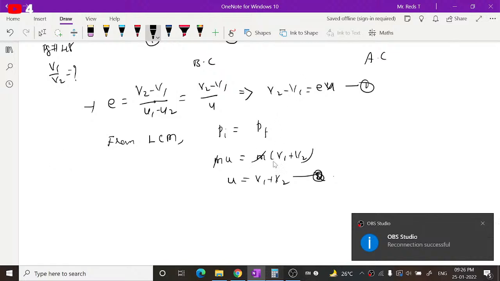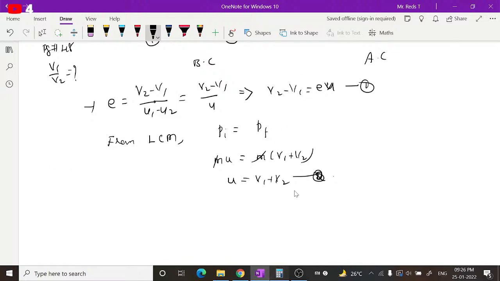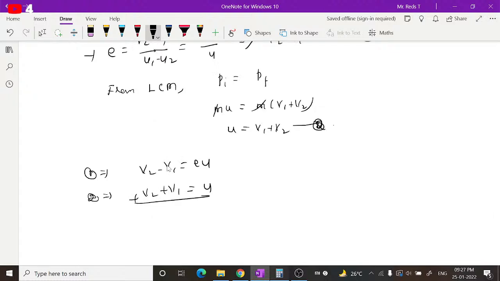So to find v1, v2, let us add them, because it is v2 minus v1, this is v2 plus v1. Let us add them, then we will get one each quantities. So equation 1 implies v2 minus v1 is equal to eu, and equation 2 implies v2 plus v1 is equal to u. If you add them, what will you get? This v1 gets cancelled, 2v2 is equal to eu plus u, or if you take u common, you will get 1 plus e into u. This is 2v2, and hence v2 is equal to u into (1 plus e) by 2.